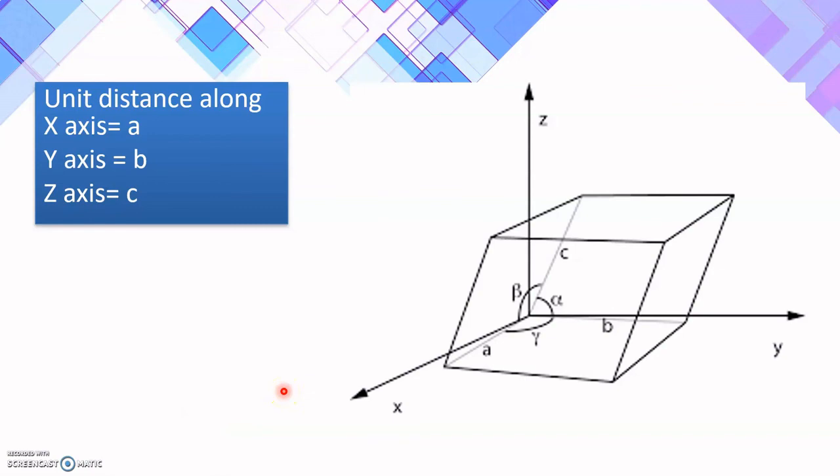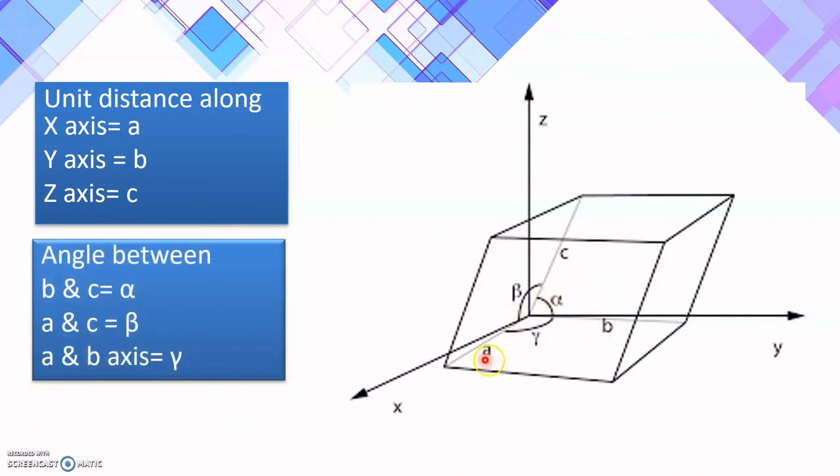Now let's look at the angles. The angle between b and c is marked as alpha. The angle between a and b is gamma, and the angle between a and c is beta.